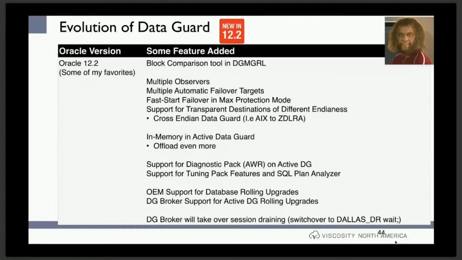There is also support for transparent destinations for different endianness leveraging ZDLRA. That's not really a 12.2 feature, but it's a new feature they put into the ZDLRA. It just happened to come out at the same time.